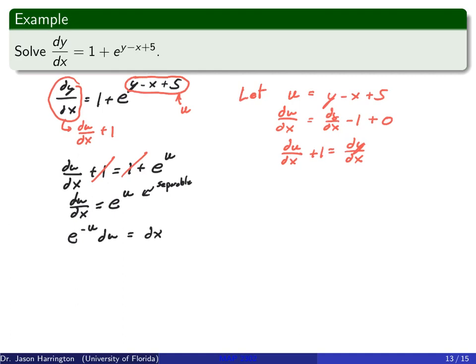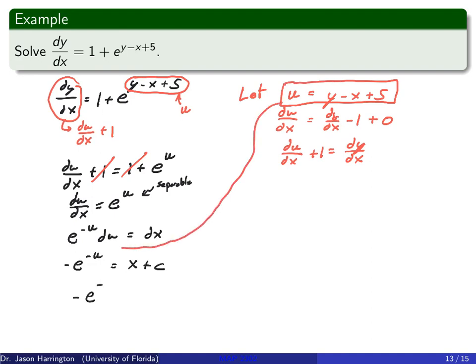Once I integrate both sides, then I'm left with negative e to the negative u is equal to x plus a constant. And then I can rewrite this as negative e to the negative, and then don't forget this little guy up here. This is my u, and I want to put him right back down here. So don't forget the parentheses. So that's going to turn into y minus x plus 5 is going to be equal to x plus a constant. Now here we could have solved for y.